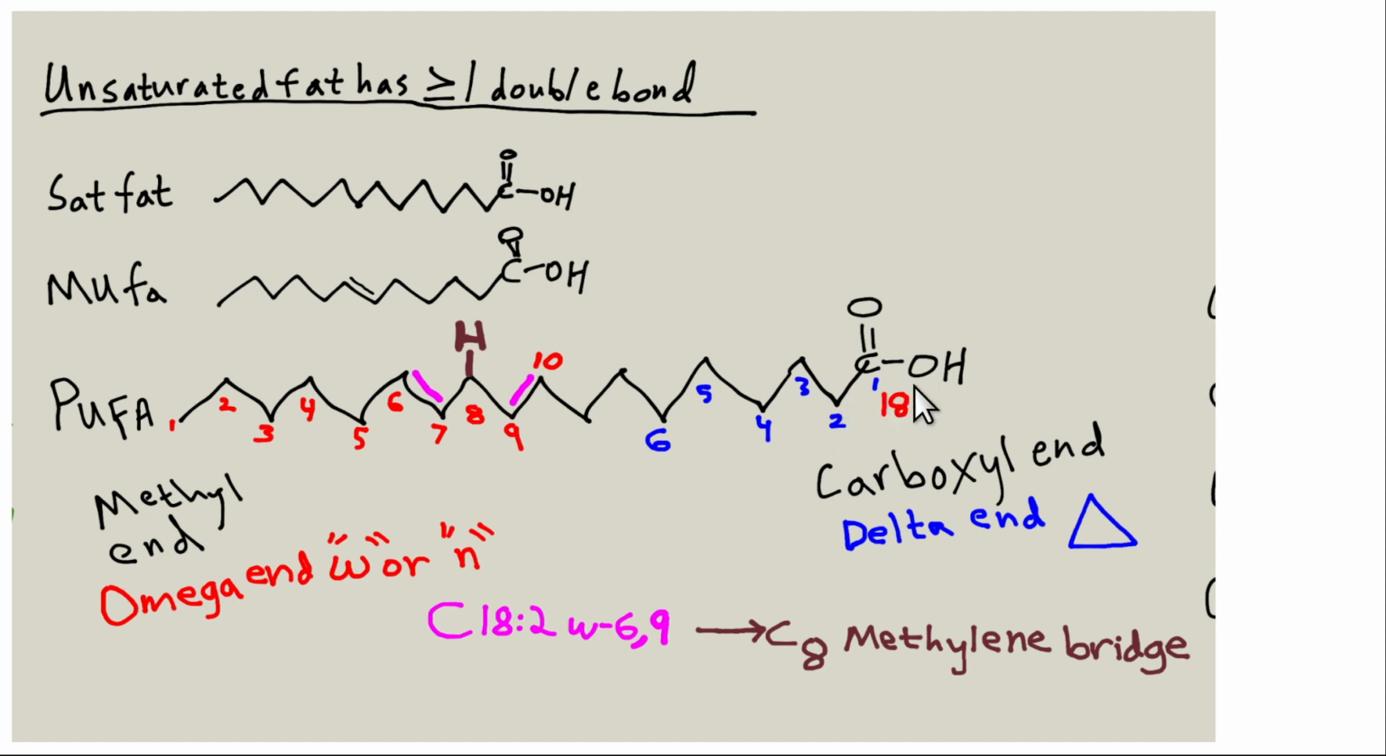This being the carboxylic end is also called the delta end. You'll sometimes see that nomenclature. In general, though, for nutrition, talking about fatty acids, it's much easier to talk about the methyl end. And the methyl end is called the omega end. It's often symbolized with a little W most commonly. So this writing right here, C18:2, would be 18 carbons with two double bonds. And then the omega, the bonds are at the 6th and the 9th position, starting from the methyl end.